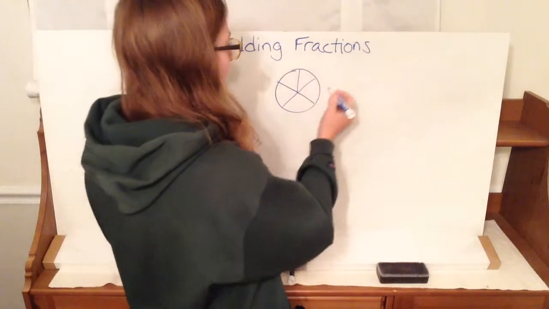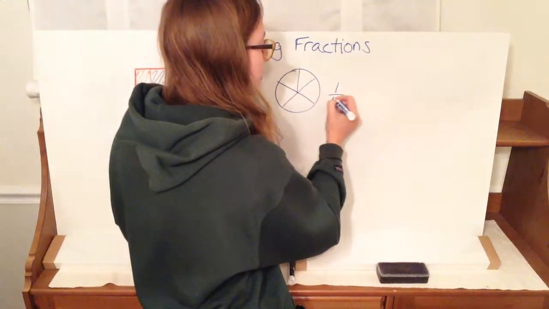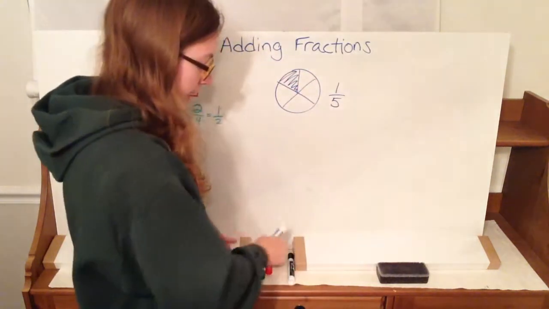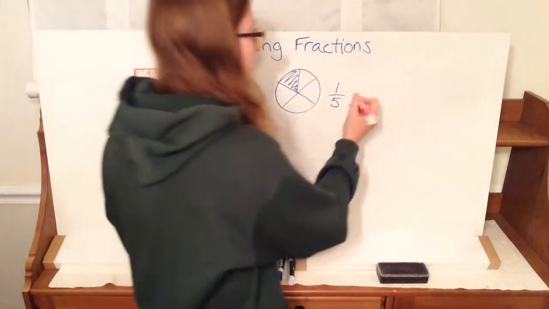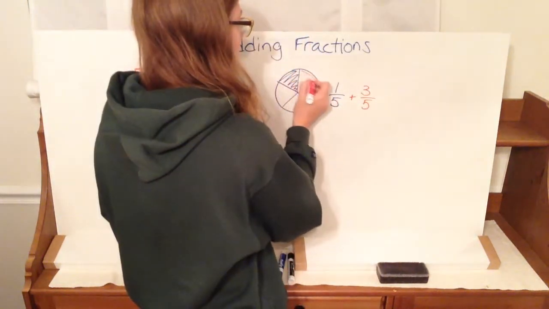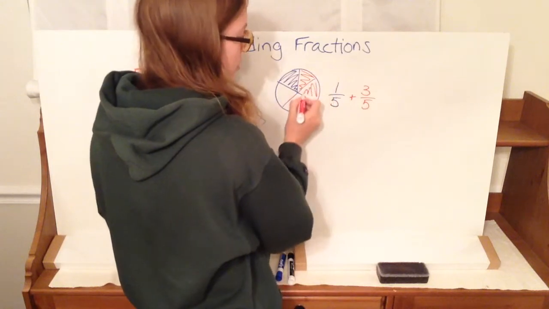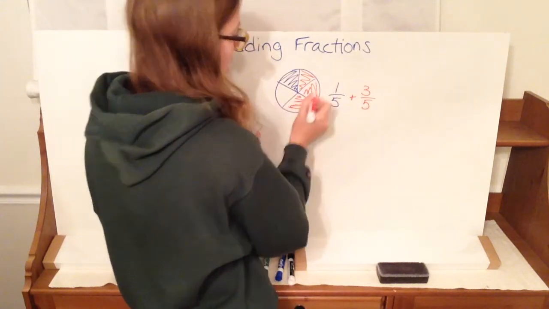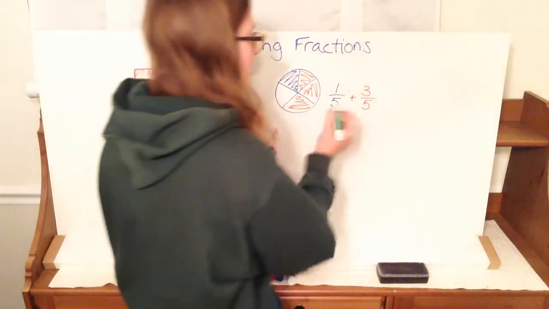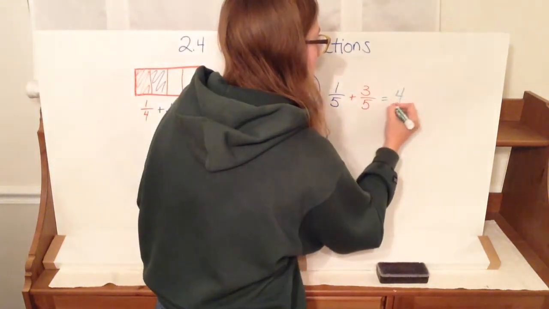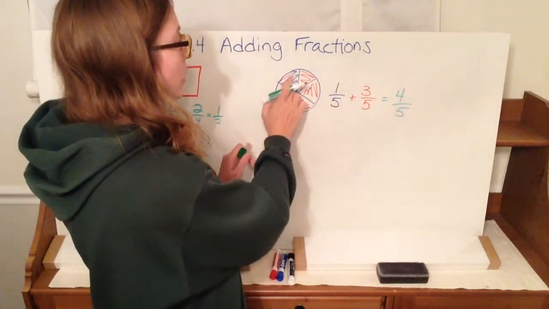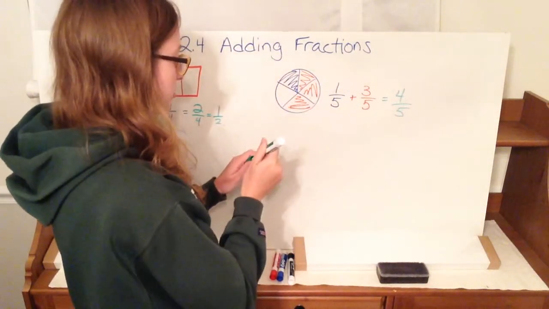If I have 1/5 of something, and to that 1/5 I add 3/5, 1, 2, 3, how much of the total fraction have we taken all together? The total is 4/5. You can see that here. 1, 2, 3, 4 out of 5 pieces.